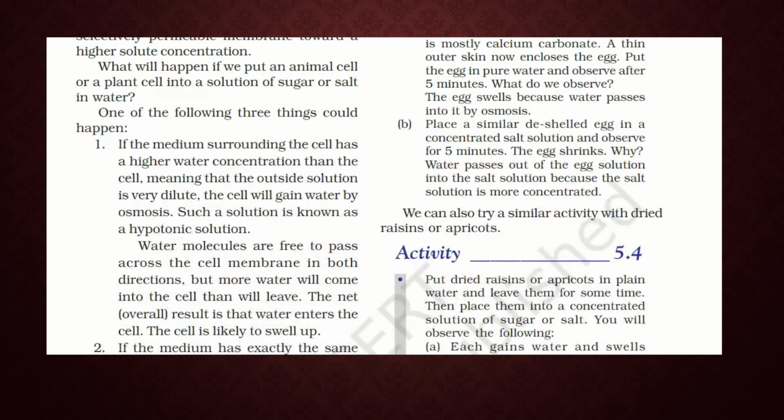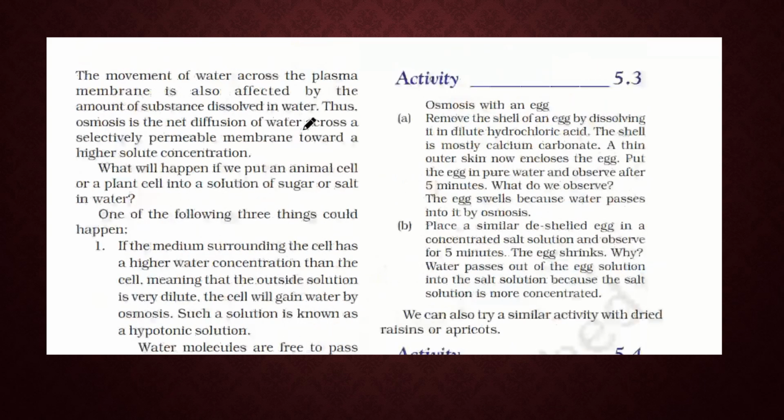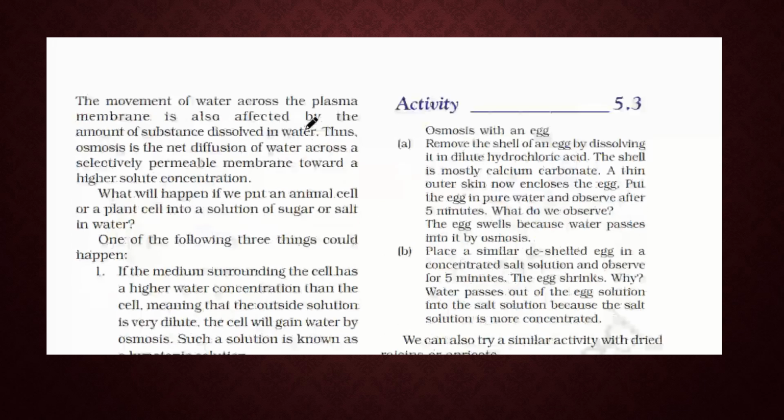Now we will be discussing the movement of water through the plasma membrane, right? The movement of water across the plasma membrane is also affected by the amount of substance dissolved in water, right? So the water has some substances dissolved in it, and it is dependent on them also. Thus osmosis is a net diffusion of water across the selectively permeable membrane towards a higher solute concentration. So, water is moving along with the solutes in it from a region of lower concentration to a region of higher concentration.